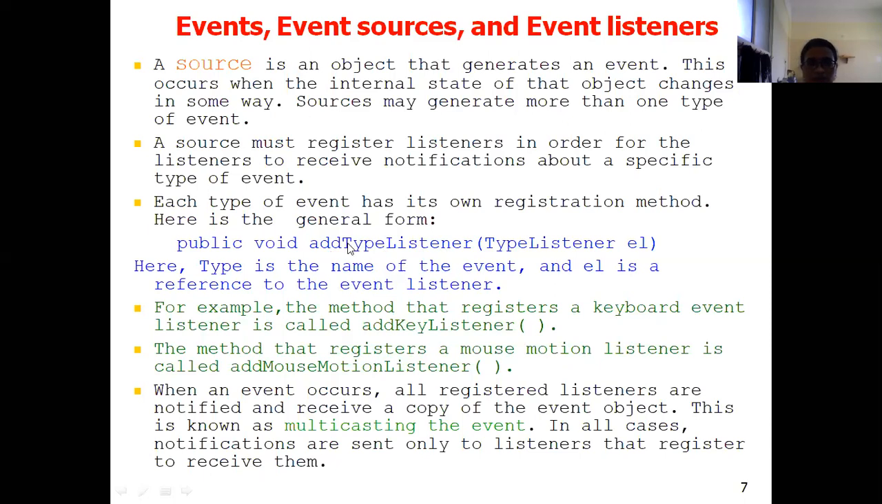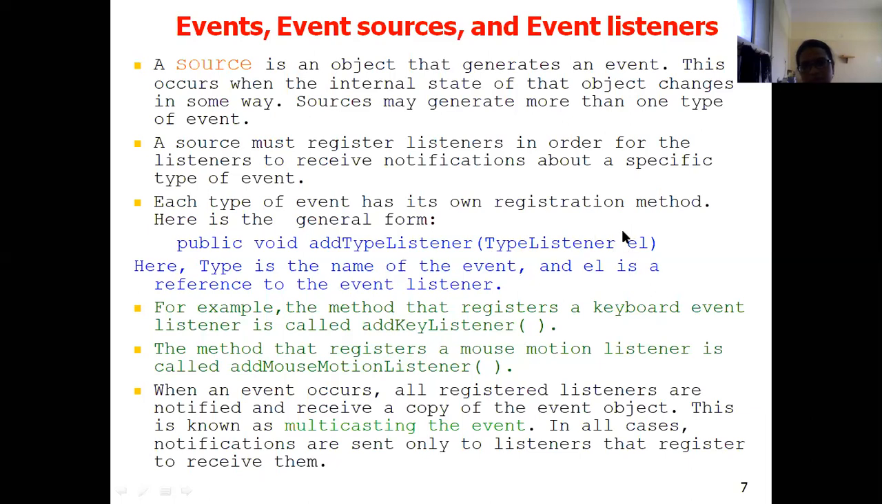So if you are adding a character to the interface, then it should be add key listener. If you are adding a mouse click or something, then add mouse listener. Type is the event which you are performing, and type listener is whatever type you have added here. That should be a class name, so for mouse or keyboard, key. And el is a reference variable. You can use your own reference variable name, so it's user defined.